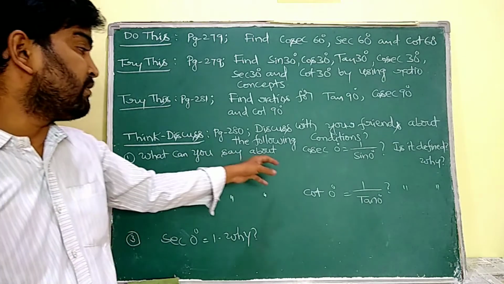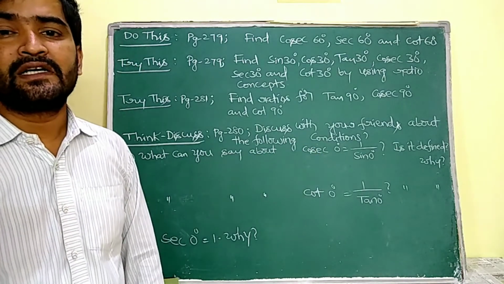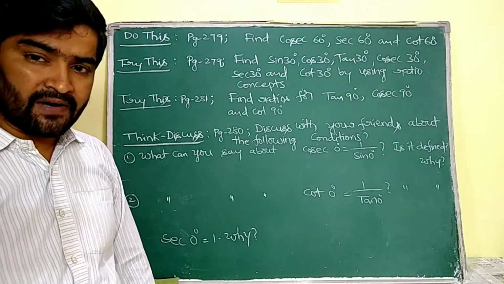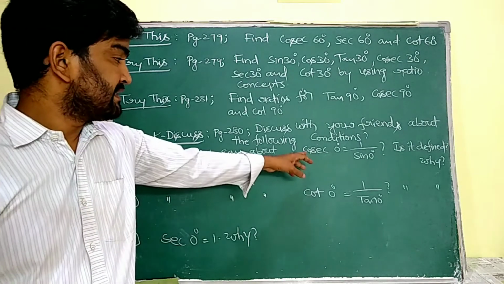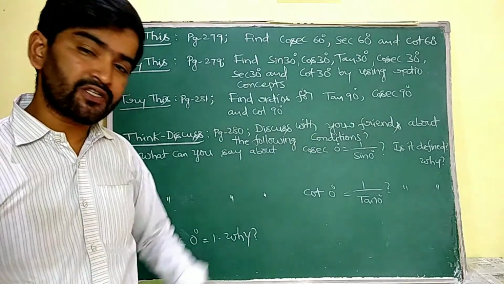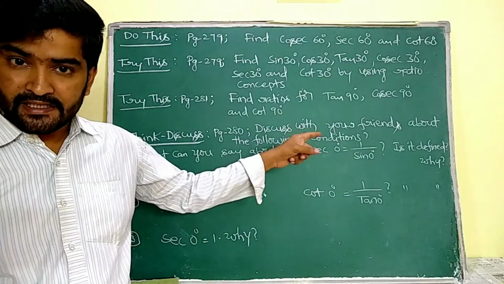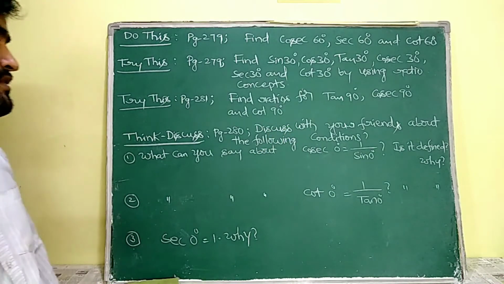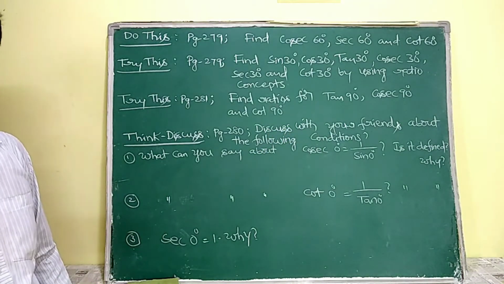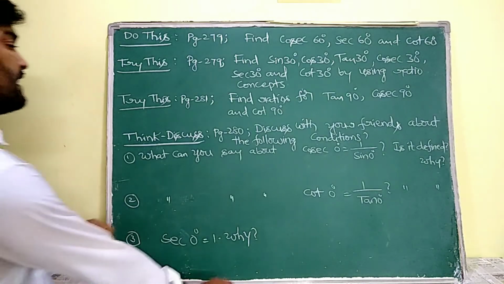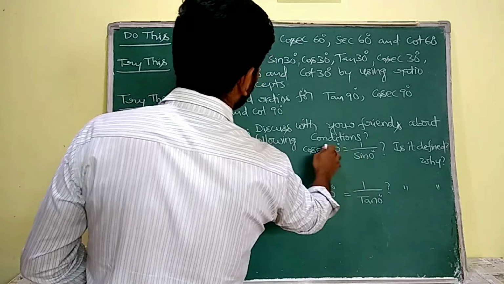Okay, now what can you say about cosecant 0 is equal to 1 by sin 0? Is it defined and why? Cosecant 0 is equal to 1 by sin 0. Yes ma, that is true, because 1 by sin 0 is equal to cosecant 0.